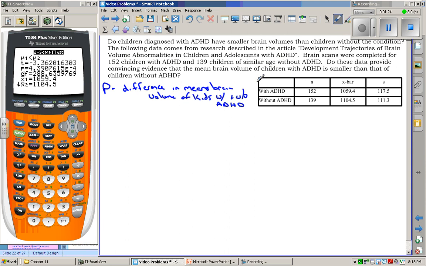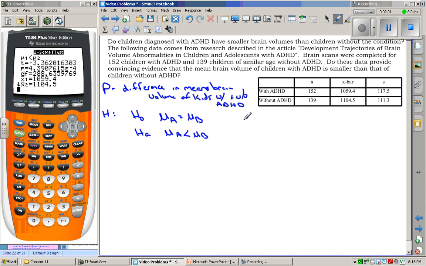Looking at this, you can see that they have two completely different samples. They have some kids with ADHD, some kids without ADHD. The samples are independent, and we're looking for a difference in the means. All of those things tell us that this is a two-sample t-test. So our hypothesis, therefore, is going to look something like this. The null hypothesis is that there is no difference, so mu A equals mu B. And the alternate hypothesis would be that mu A is less than mu B.